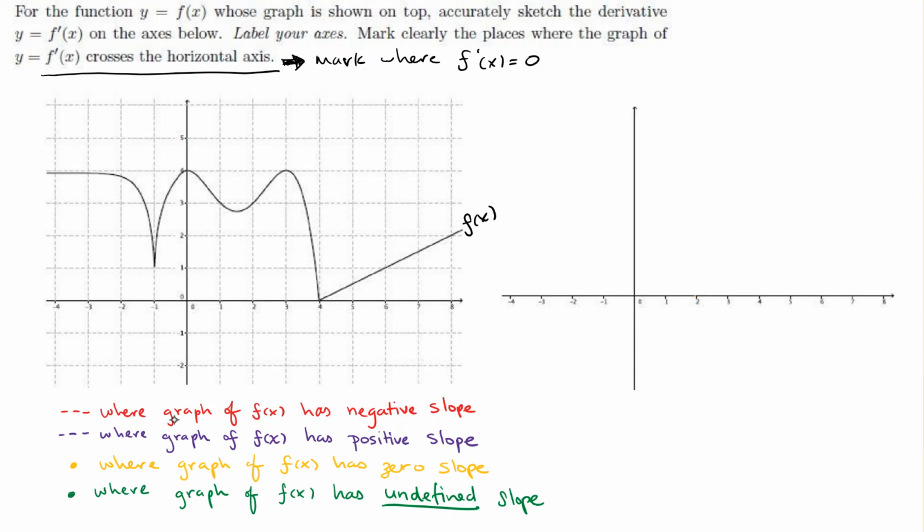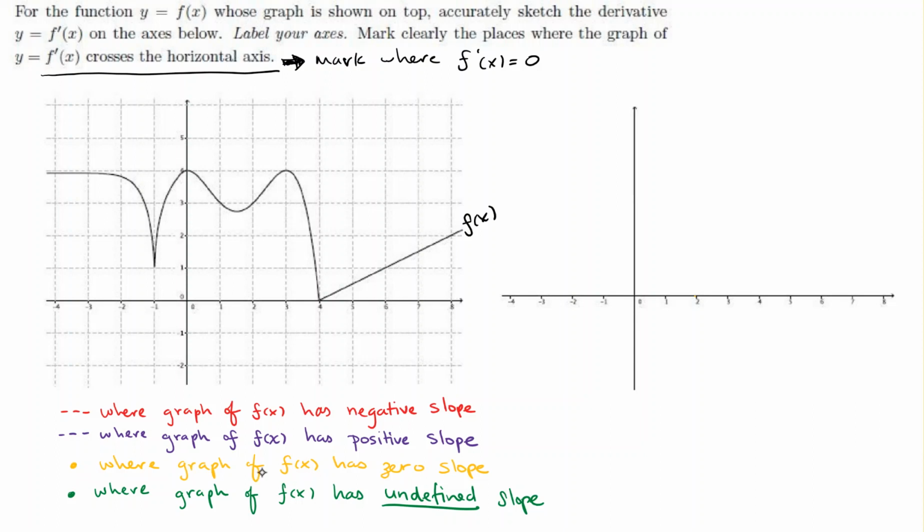In red, we're going to shade the parts of the graph where the original function f of x has negative slope, because we know that corresponds to when the derivative is negative valued, or below the x-axis. In purple, we're going to sketch over the portions of the graph of f of x that have positive slope. That would correspond to where the derivative has positive values, i.e. above the x-axis.